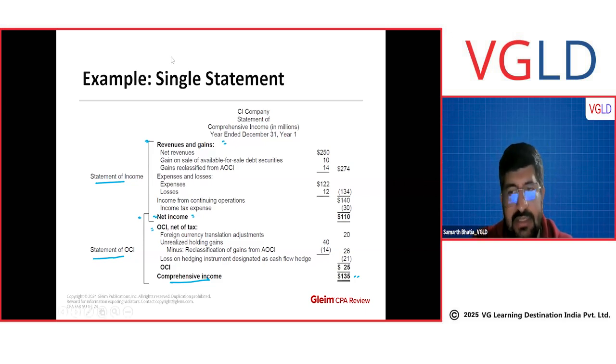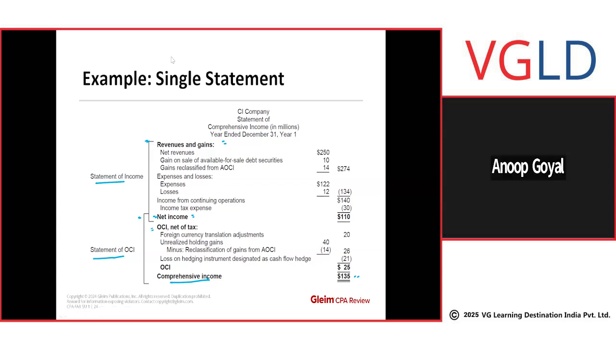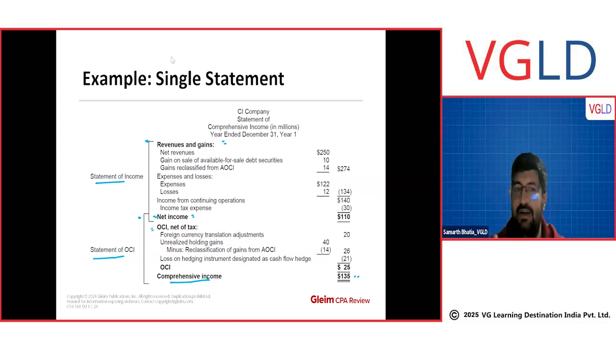So once you are done, guys, just let me know. This third line, gain on sale of available for sale debt security. Will this available for sale be part of income or OCI? I think this is one of the confusing points.